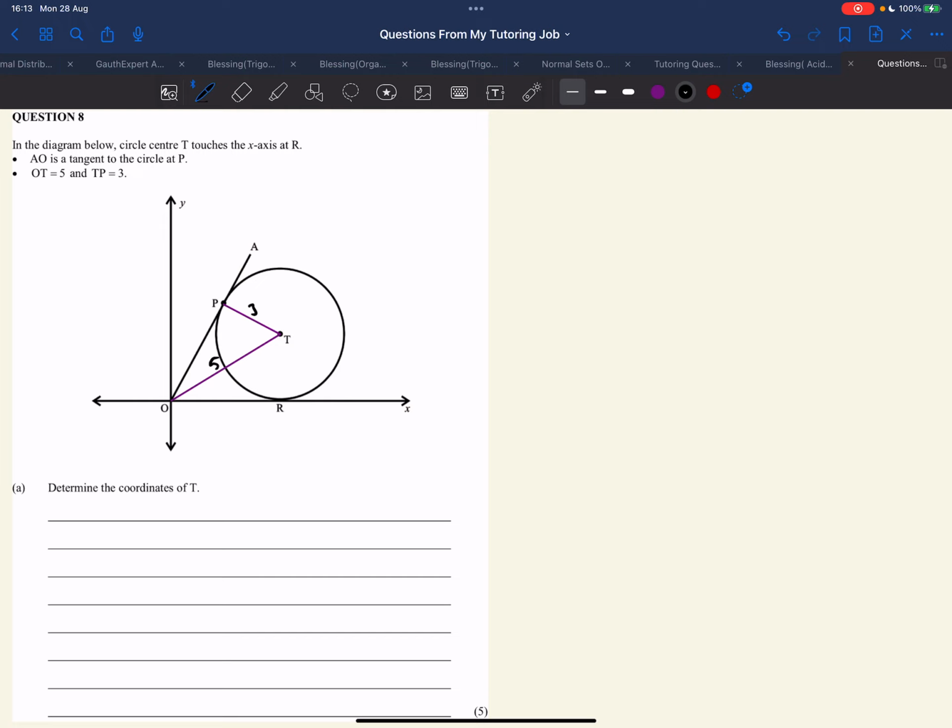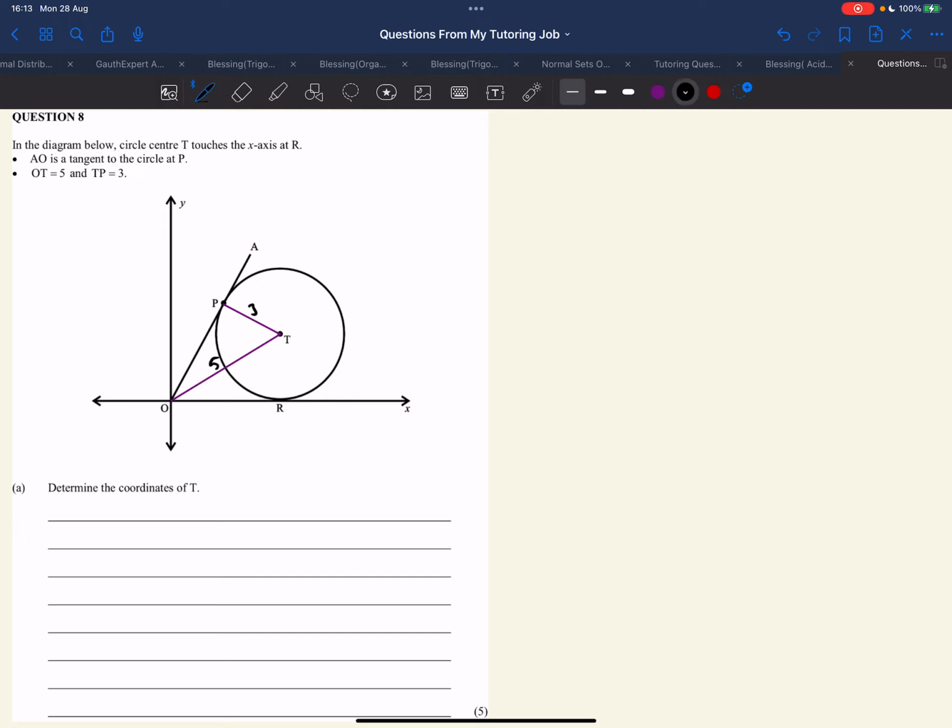Now, to find the coordinates of T, we're going to need to prove first that OP is equal to OR, and in that way we can find the coordinates of R. After finding the coordinates of R, the x coordinate of R is going to correlate to the one of T, and then finding the y coordinate will be much easier, which you're going to see along the steps.